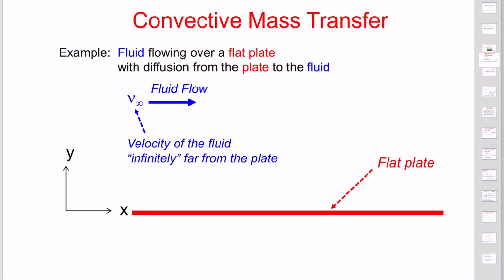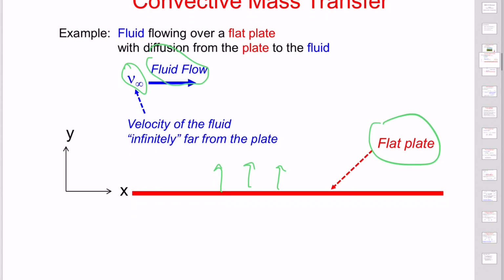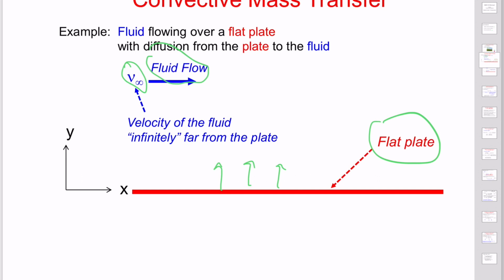So we'll start off with something simple, where we've got fluid flowing over a flat plate. And here's the fluid flow right here. And diffusion is coming from something diffusing out of the flat plate and into the flow, into the liquid. The V infinity term is the velocity of the fluid infinitely far from the plate. That means it's far enough that it doesn't feel the effects of the plate. It doesn't have to be infinitely far, it could only be a centimeter or so away.